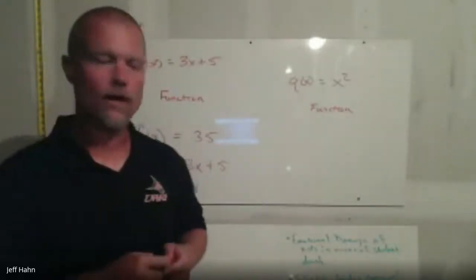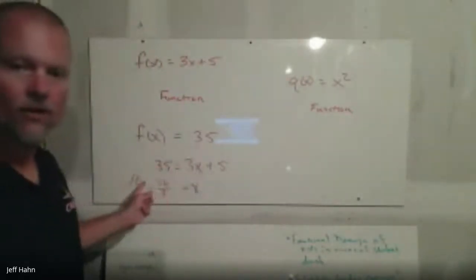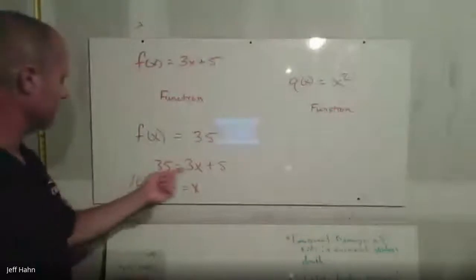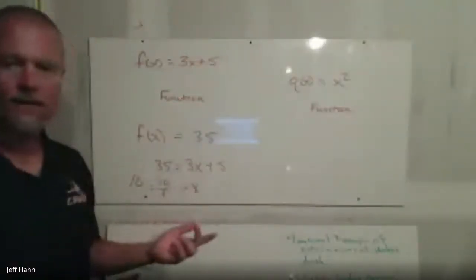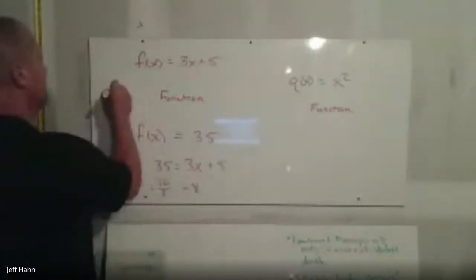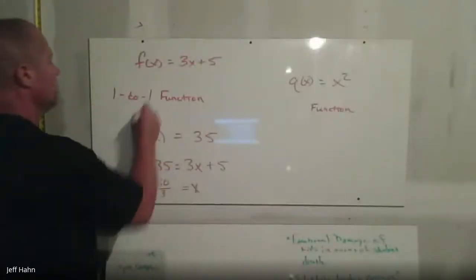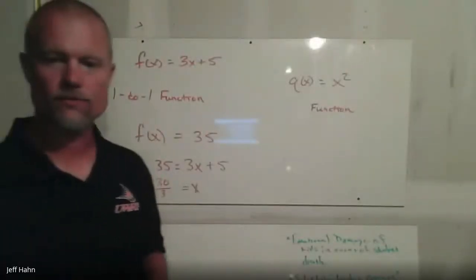I think I know. I know that if I got an output of 35, I could solve. I got 10 out. Could it have been anything else? Well, no. I think I'm always going to have to solve this. I've got to subtract this, I'm going to divide by that. So this is a one-to-one function. That's a one-to-one function.